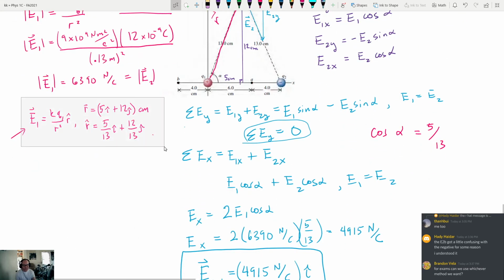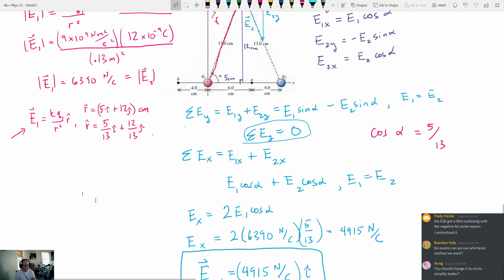So feel free to try this out yourself. I promise you will get the same answer. Notice this 5 over 13 that shows up here also shows up here. So at the end of the day, no matter which method you're using, you're doing exactly the same thing.